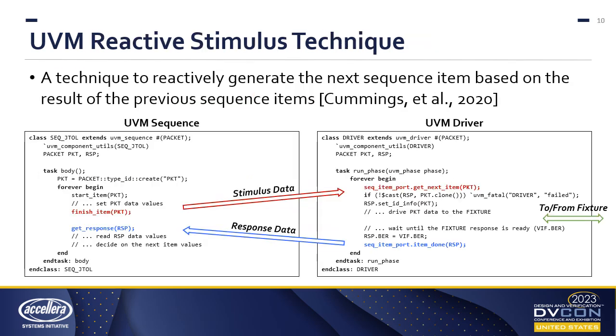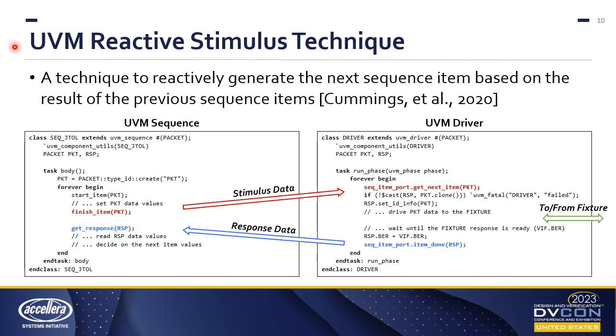To perform an iterative search, finding the largest SJ magnitude meeting the target BER, we need a way to choose the next magnitude to try based on the BER results with the previous magnitude. Cliff Cummings et al. presented a method called reactive stimulus technique to do just that within UVM.